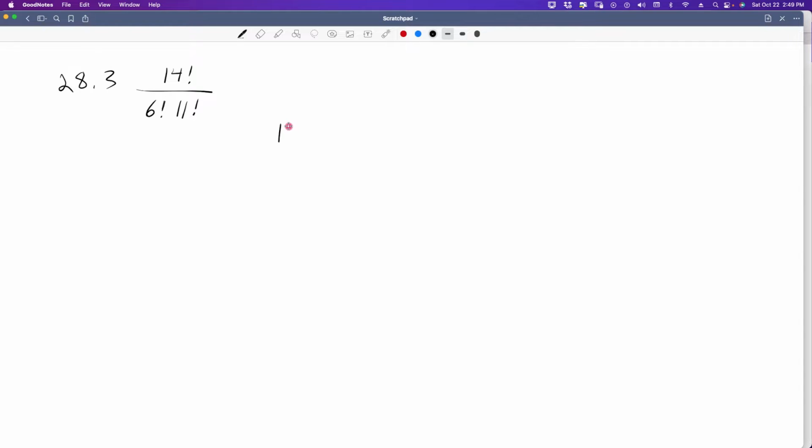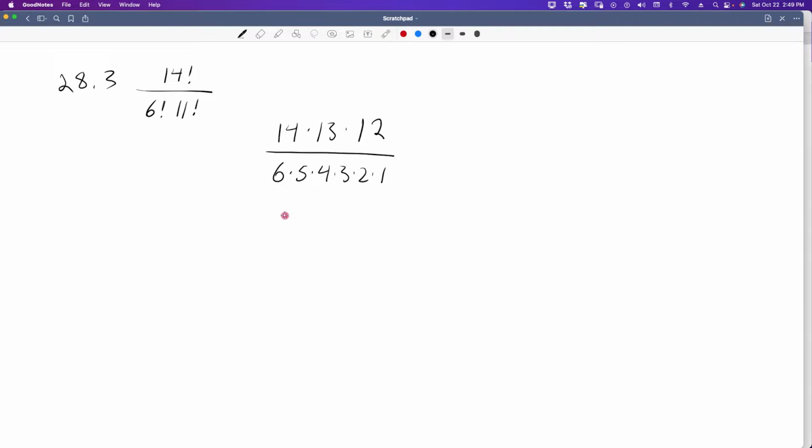So on top, we would have 14 times 13 times 12. Let's rewrite that, 12. And then the 11 would get taken away when we factor out this 11 below it, right? So we don't even have to write that. The only thing we have left is our 6 factorial. So that would be 6 times 5 times 4 times 3 times 2 times 1.